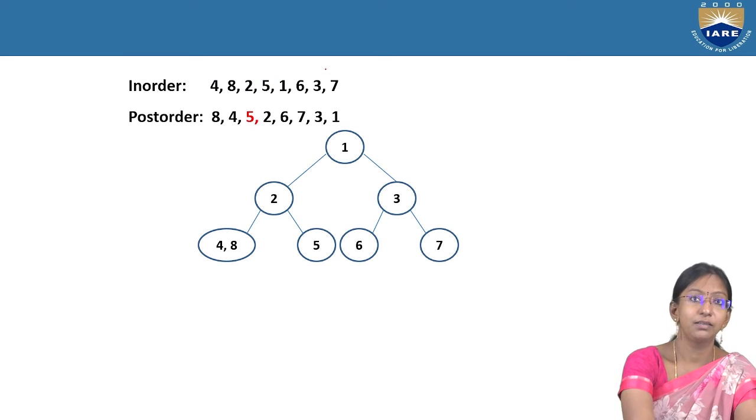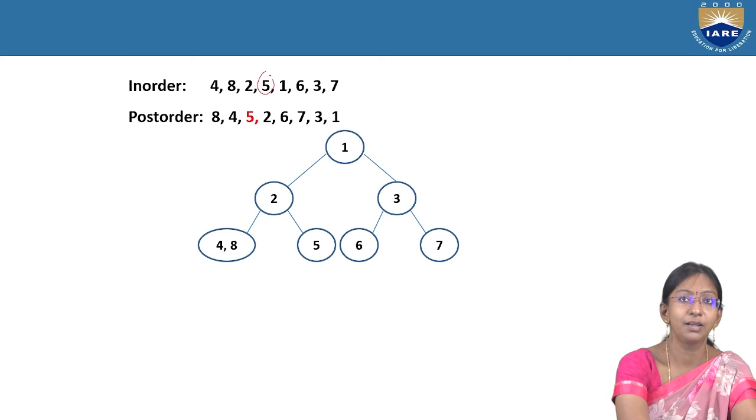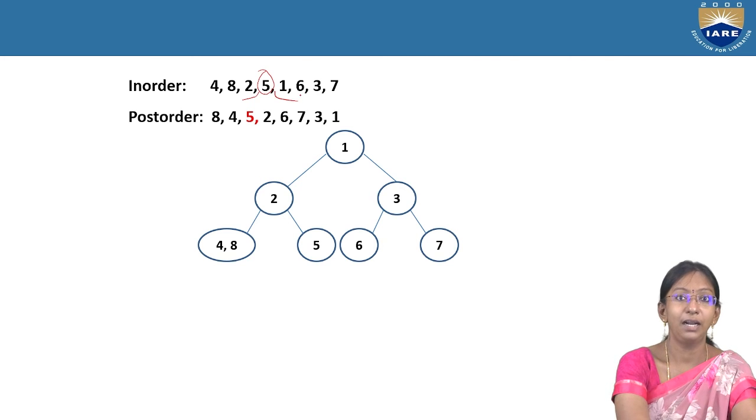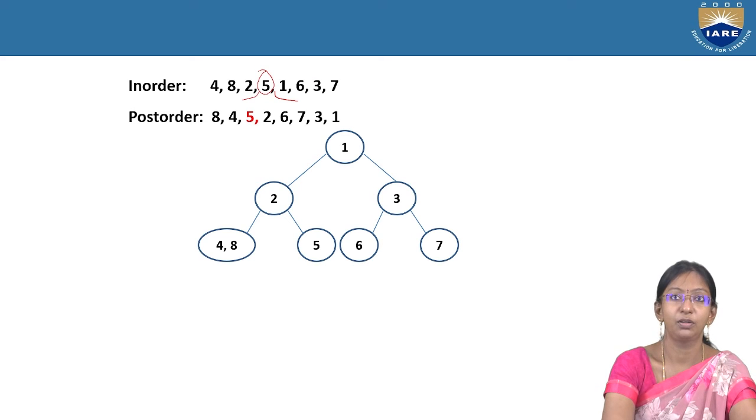So when I trace 5 in order, its left child is 2. 2 is the parent of 5. I cannot touch. 1 is grandparent of 5. Even that I cannot touch. So it makes 5 to be a leaf node.